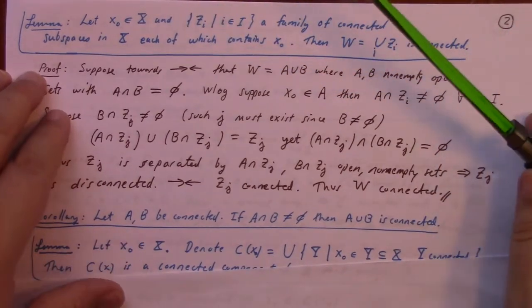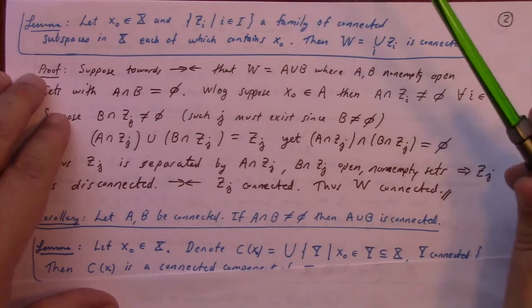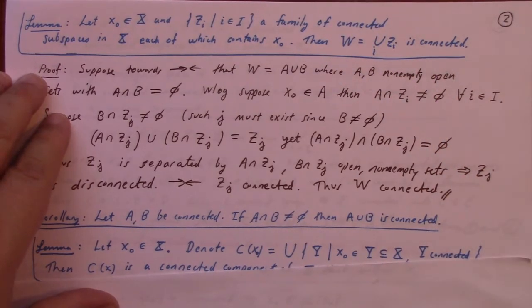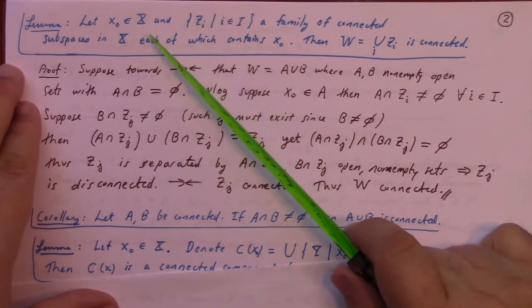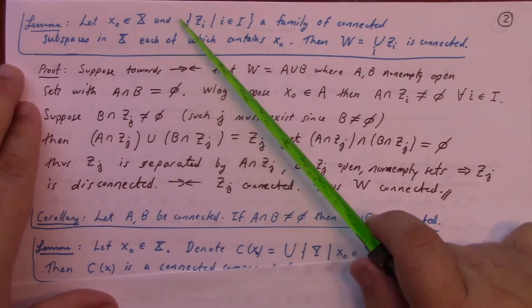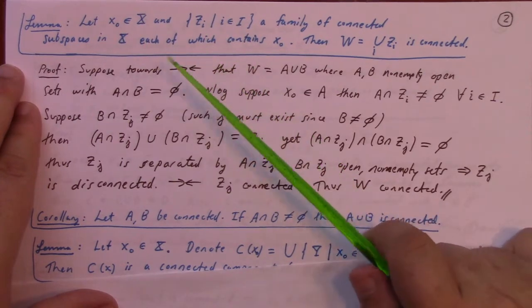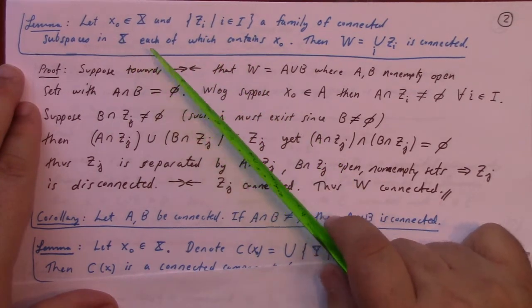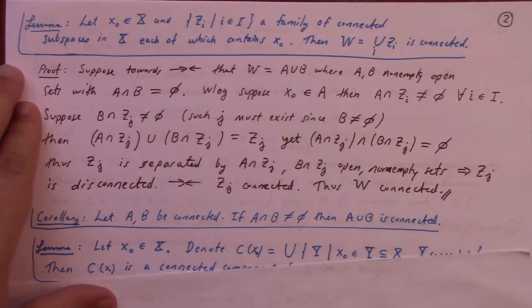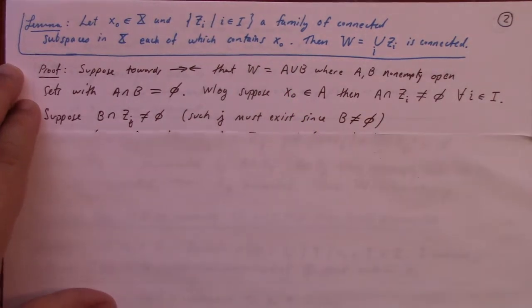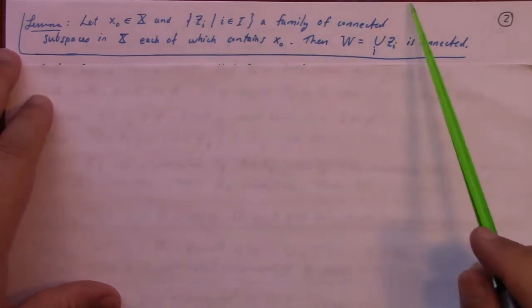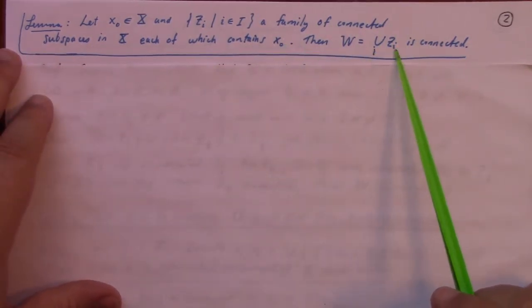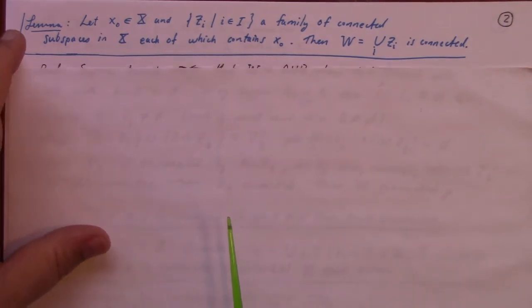All right, so lemma number 2. Let x naught be an element of a topological space, and take a family of connected subspaces in X, each of which contains x naught. Then, as long as all of these subspaces meet at that point, it follows that their union is connected.